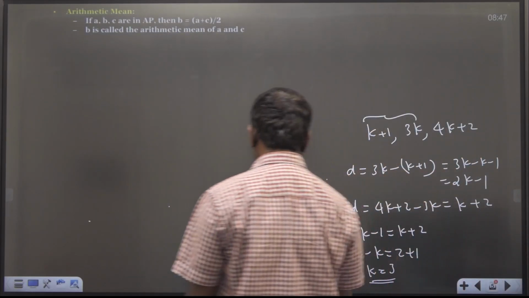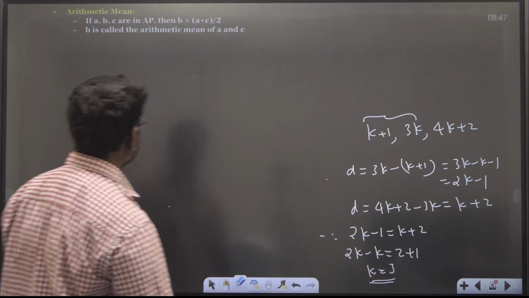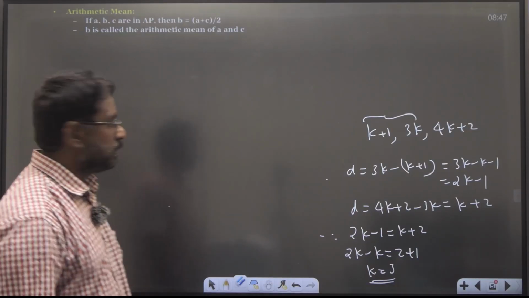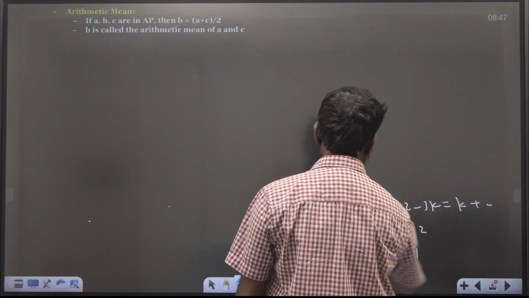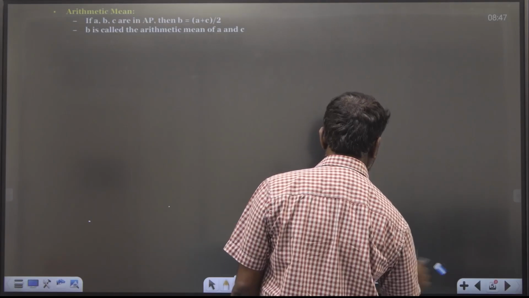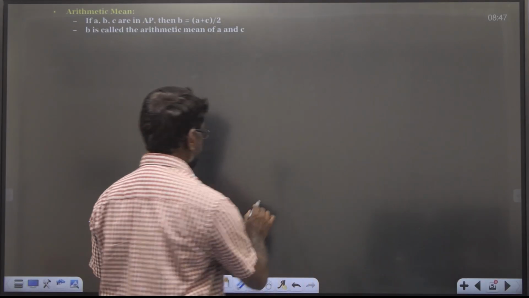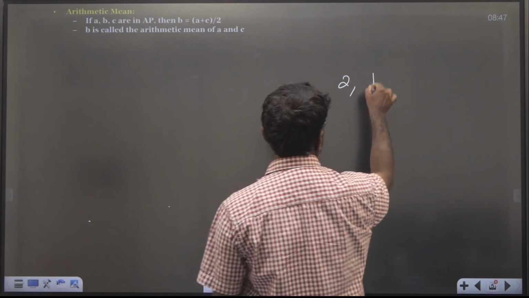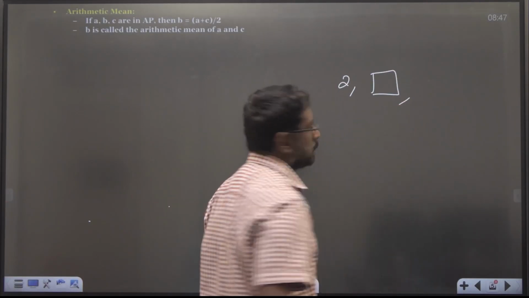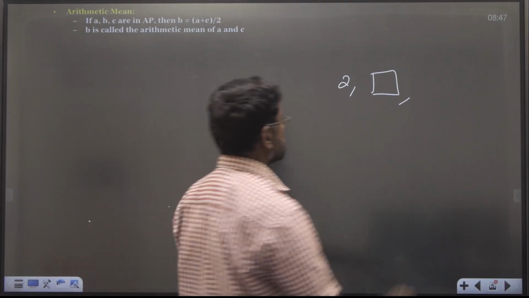Find the missing term in the sequence. Find the missing term. The question is 2, a box like this, 26.